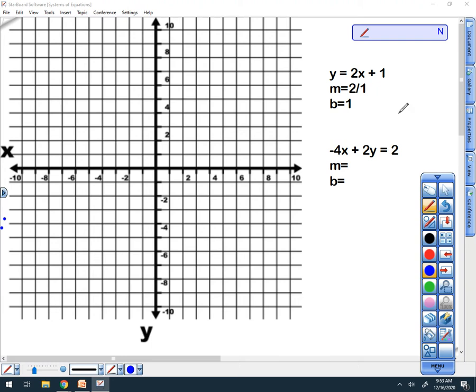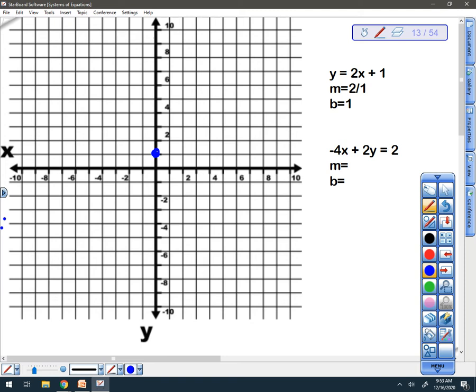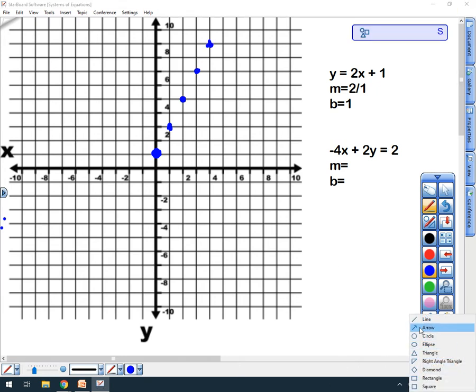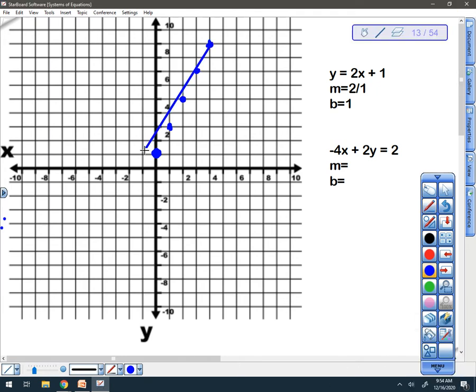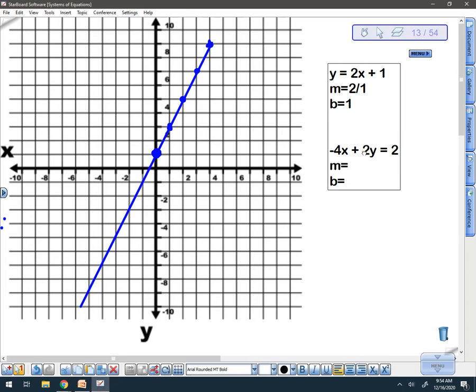So if we want to graph that, it crosses at 1. Go to the 1 on the y-axis, it crosses there. How's it going to move? It's going to move up 2, over 1. So up 2 over 1, up 2 over 1, up 2 over 1. Now we can draw our line. All right, so there's our first one. Then we go look at the second one.